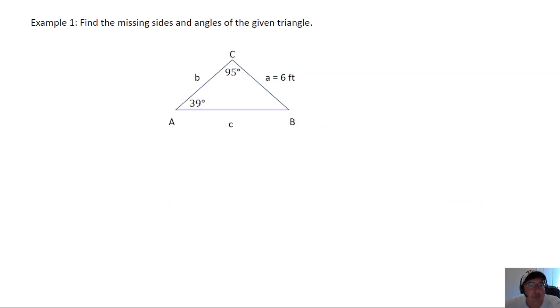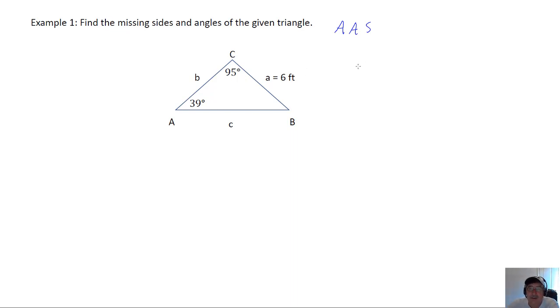Example one says find the missing sides and angles of the given triangle. Notice how this one is set up. They are giving us two angles and a side that's not between the two angles, so this is a case of AAS. Also, with this being a 95-degree angle, this would be an obtuse oblique triangle. So again, non-right. I know some of you are used to doing right triangles throughout the course, but not anymore.